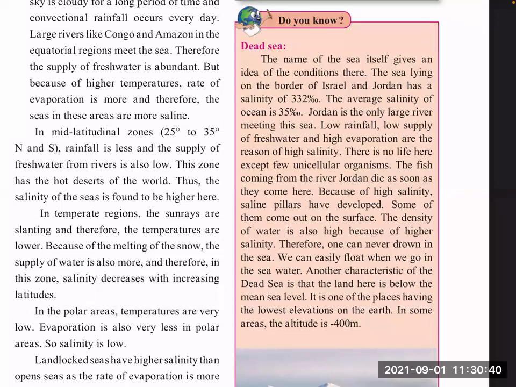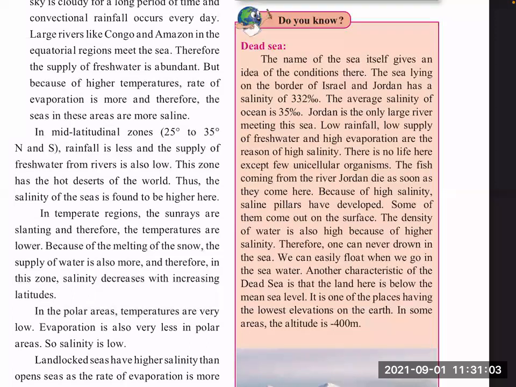So what is the miracle in the Dead Sea? People and other equipment automatically float on the sea. Even if we don't know how to swim, no problem. We automatically float on the sea because the salinity is more and the density of water is more. So every object in the sea floats.